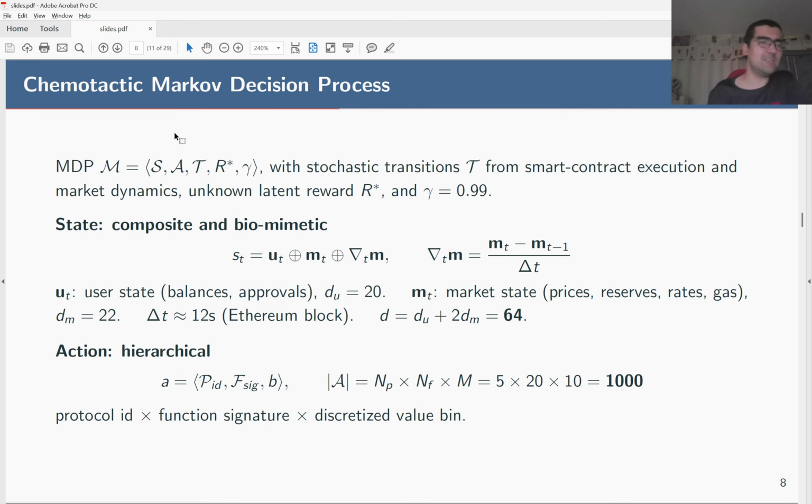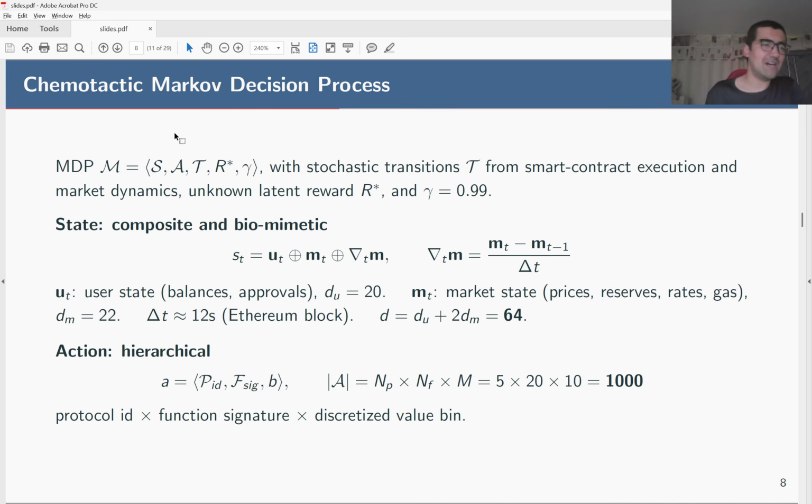The user state u_t, balances and approvals, the market state m_t, prices, reserves, rates and gas, and the temporal gradient nabla_t m, which is just the block-to-block finite difference of the market state, with 20 user dimensions and 22 market dimensions. And because the gradient adds another 22, the total state dimension is 64. The action is hierarchical. A protocol identifier, a function signature, and a discretized value bin that coarsely captures transaction size, with 5 protocols, 20 function signatures, and 10 value bins that gives the discrete action space of exactly 1000 actions.